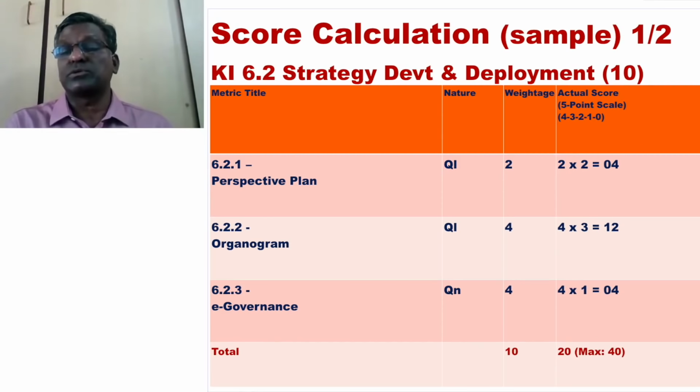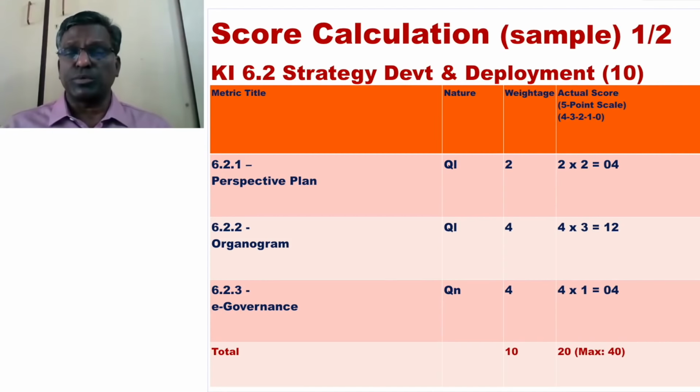So that would be 4. So 2 would be average. In other words, 0 would be very poor, 1 would be poor, 2 would be okay, average, fair, 3 would be good, and 4 would be very good. Okay, now let us do the calculation.